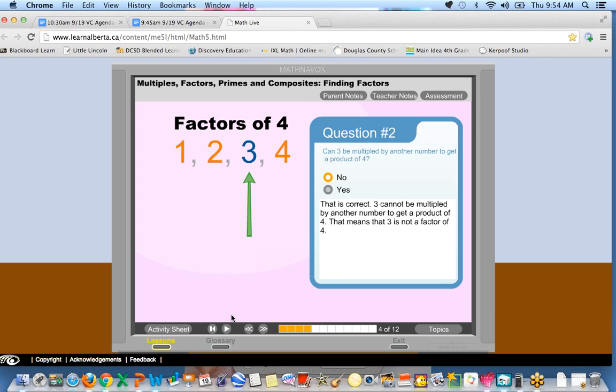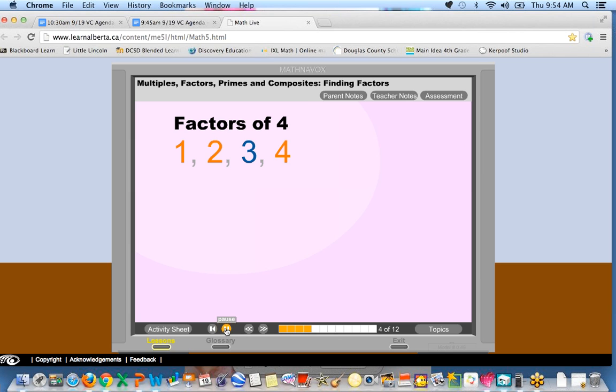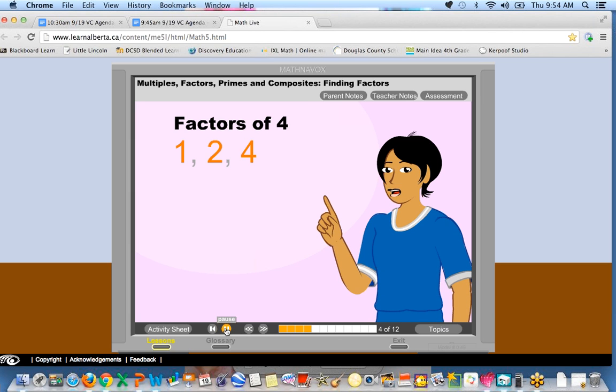Oh, you're good. All right, guys, so that is correct. 3 cannot be multiplied by any other number in order to get 4. When we list the factors of a number, we put the numbers in order from least to greatest and put commas in between the numbers.